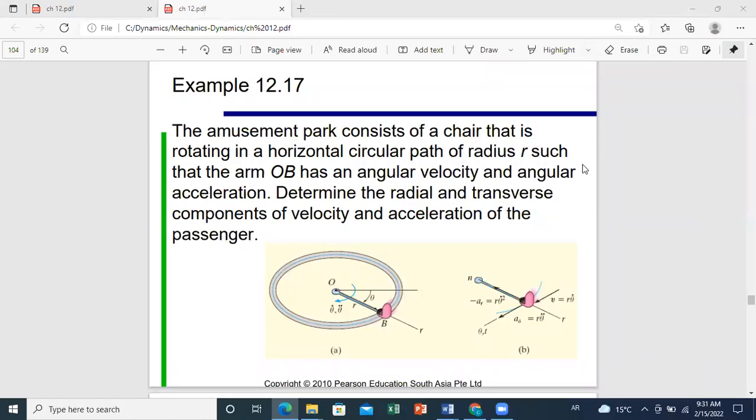Okay, so last time we introduced together how to find the position, velocity, and acceleration in cylindrical coordinates. Now we'll do together some examples to practice on this.